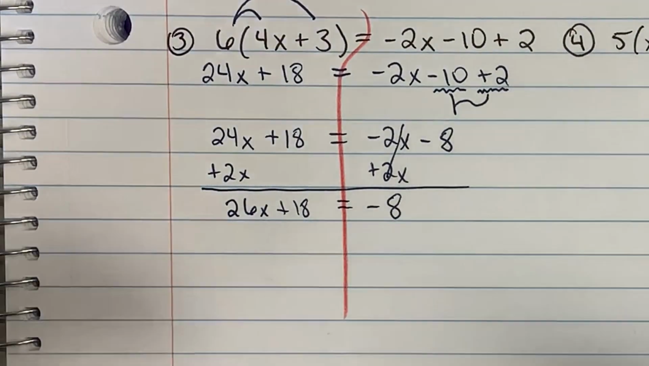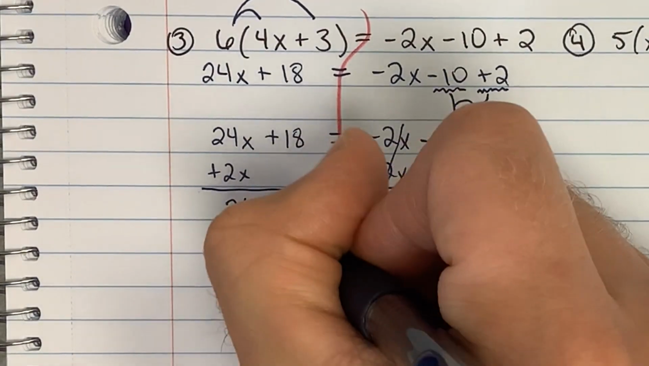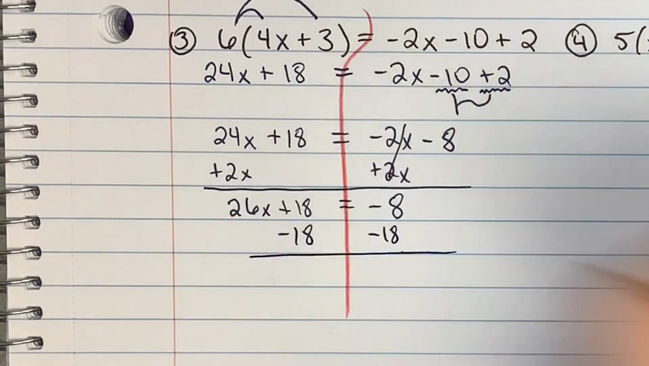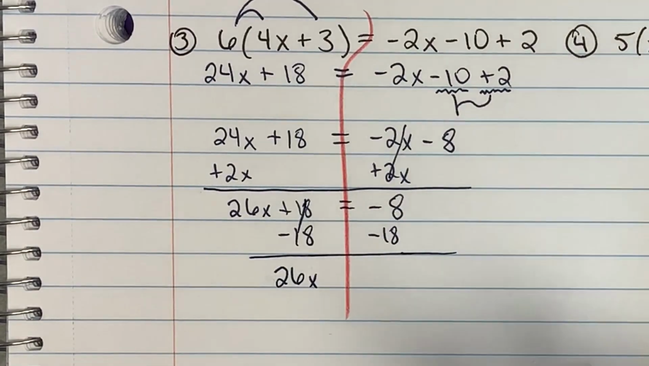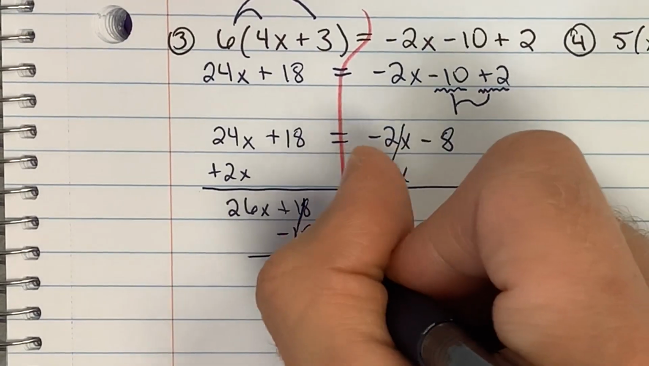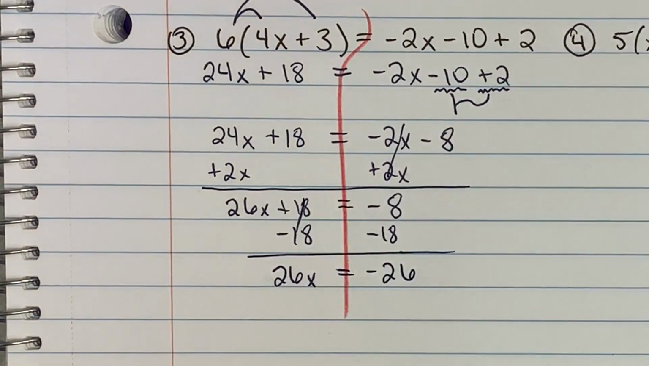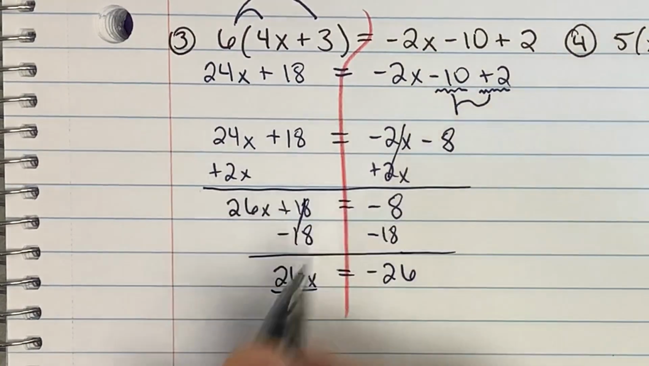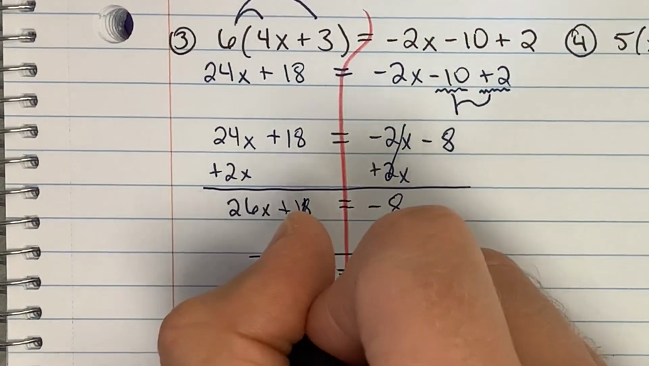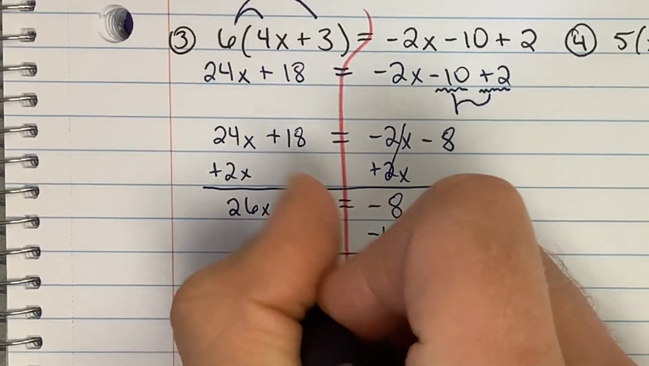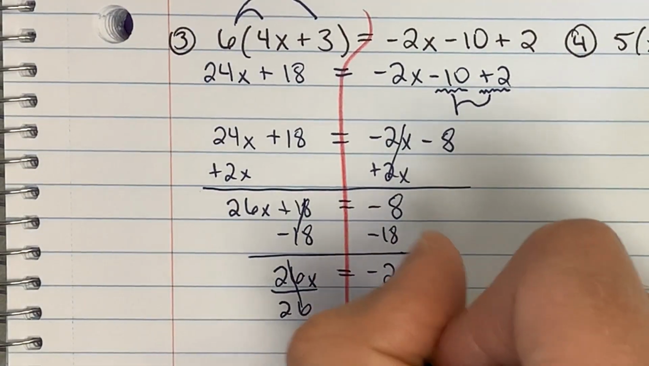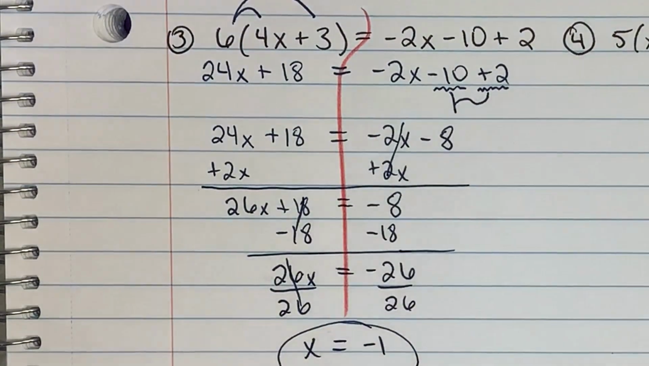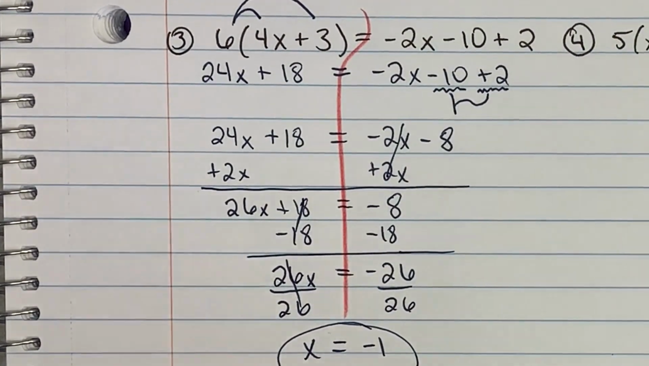Constant first, coefficient second. I'm in two-step territory here. So it's a plus 18. I do minus 18. Now, those cancel. I can bring down my 26x. I got a negative 8 minus 18. Give me a negative 26. Divide both sides by this coefficient, this last number by the x here. Divides out. Negative 26 divided by 26, that'll give me a negative 1. This is so much fun.